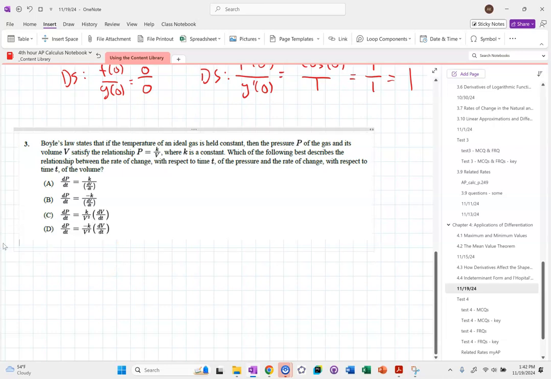Boyle's law states that if the temperature of an ideal gas is held constant, then the pressure of the gas and its volume satisfy the relationship P is equal to K over V, where K is a constant. Which of the following best describes the relationship between the rate of change with respect to time of the pressure and the rate of change with respect to time of the volume?